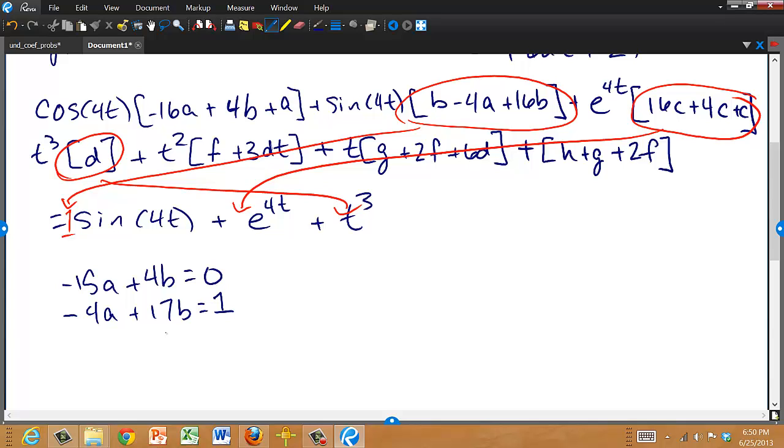I want that left-hand side, 21c, the coefficient on e to the 4t, to be 1. I want the coefficient of t cubed, which is just d, to be 1. The coefficient of t squared is f plus 3d, so I want f plus 3d to be 0.